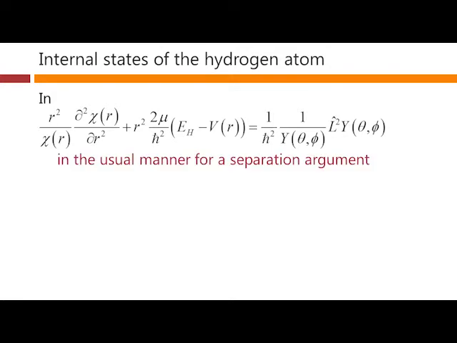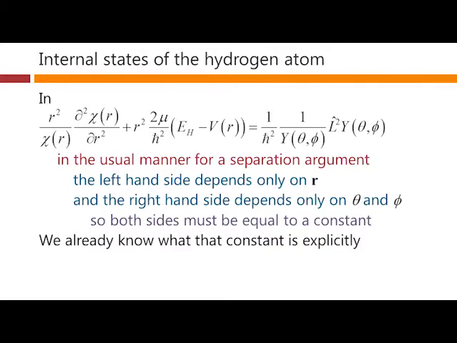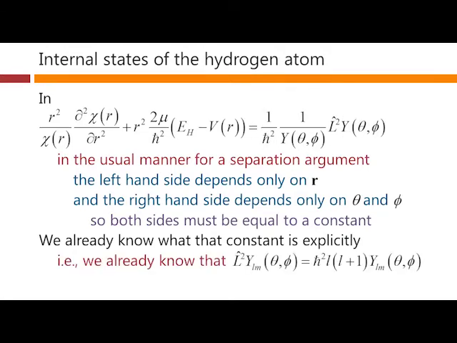So in this equation, in the usual manner for a separation argument, we note that the left-hand side depends only on little r, and in fact it depends only on the scalar r here, and the right-hand side depends only on theta and phi. So both sides must be equal to a constant, the separation constant. And we already actually know what that constant is, since we know how to solve this particular eigenequation. We know what all of this here has to equal. That is, we know this solution already, and so this constant has to be L into L plus 1.